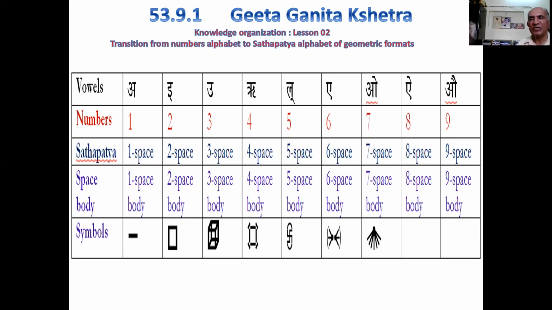Therefore, for the present, this lesson 2 is focusing upon a transition from numbers alphabet to Sthapatya alphabet of geometric forms. The table as it is shall be visited time and again for firm, complete grip and its imprint in one's mind. Once we are fully acquainted with these symbolic expressions for these mathematical entities, then the subsequent mathematics, which will be availing these symbolic expressions, will have a facilitated feature.